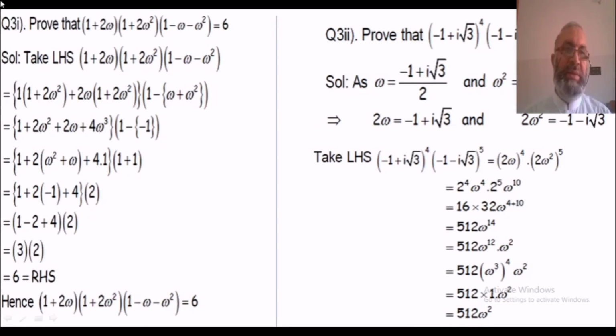Next, question 3. Prove that (1 + 2ω)(1 + 2ω²)(1 − ω²) is equal to 6. So we take the left hand side, and using the property we have to prove that the total term is equal to 6. So by taking the left hand side, (1 + 2ω)(1 + 2ω²) and (1 − ω²).